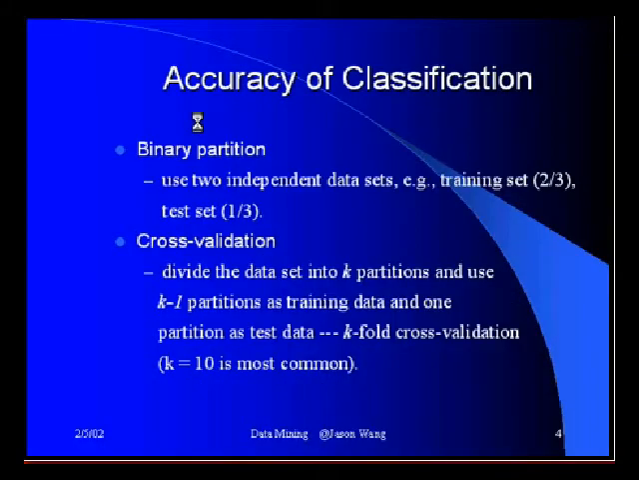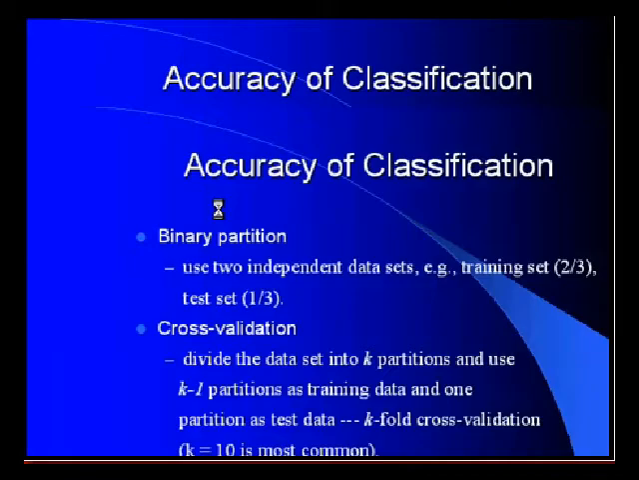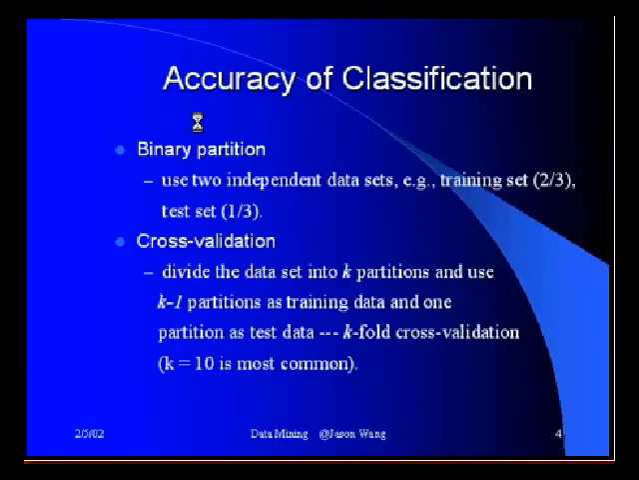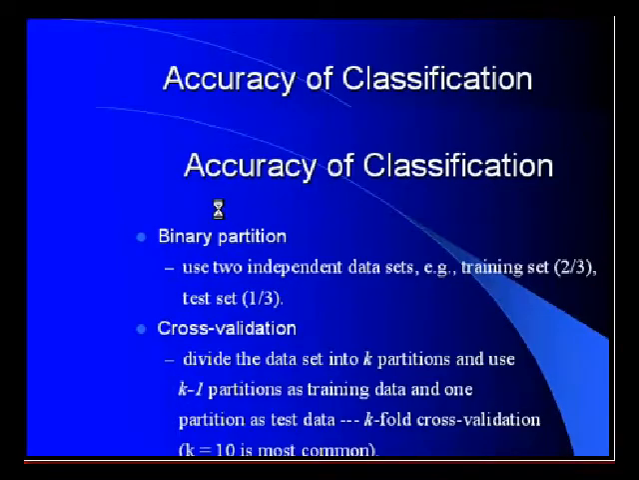In this strategy, we divide the data set into k partitions and use k-1 partitions as training data and 1 partition as test data. And we rotate this k, in such a way that the first time, this partition is used as a test data, and the other k-1 partitions are used for training data. And then in the next run, we rotate this.